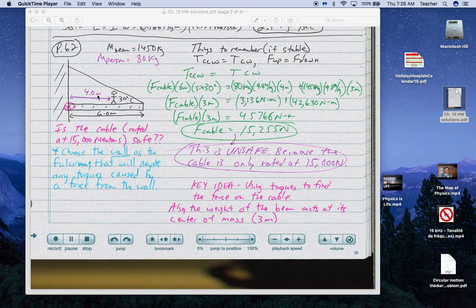62 is a problem similar to one which I had in my notes, but I don't think I got to it in class. So hopefully you looked at that. This is very colorful, by the way. There's a beam, the person's hanging out here eating lunch for whatever reason, and the goal is to find out, is this a safe situation?